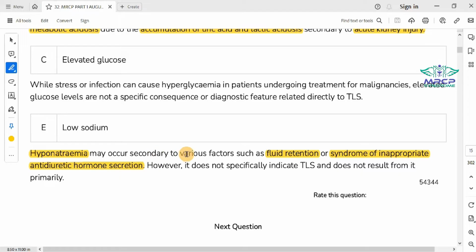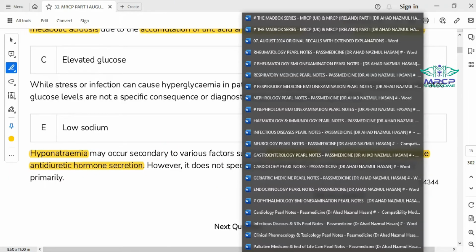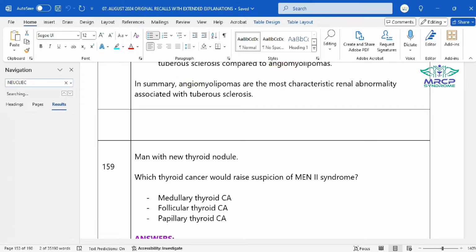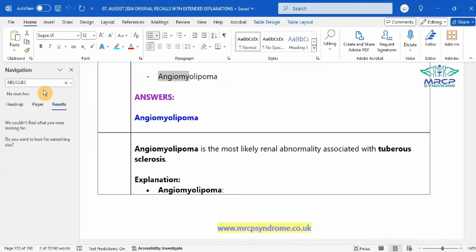Hyponatremia may occur secondary to various factors such as fluid retention and as a part of SIADH secretion. And in the original scenario, it was a little bit different answer. It's the nucleic acid.